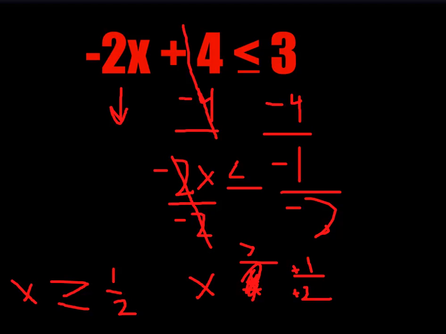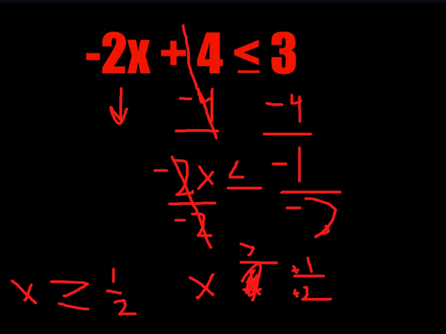If we graph that on the number line, it would look something like this. The half is about there, and it has to be filled in. x is greater than it, so it would have to go that way. So that would end up being the solution.